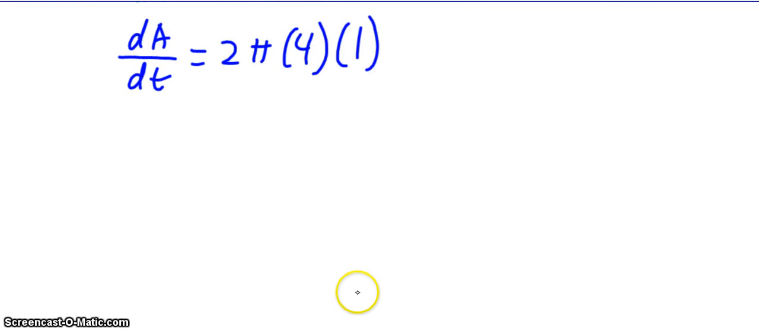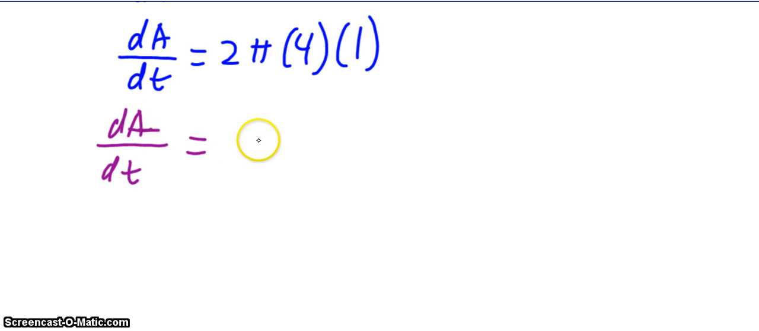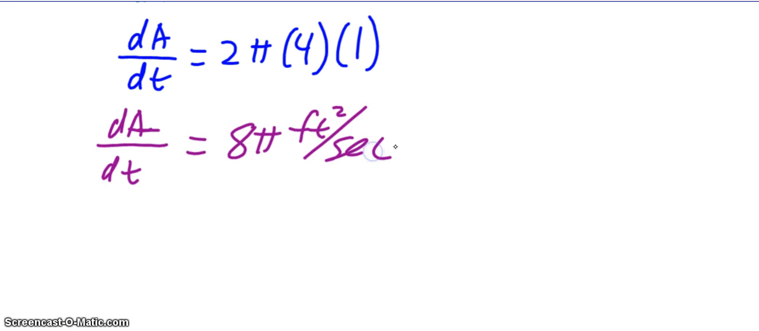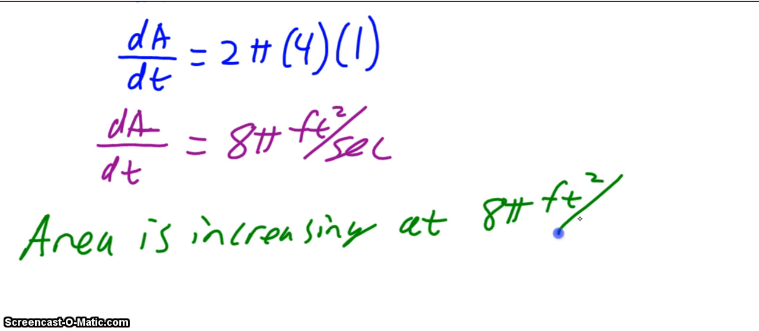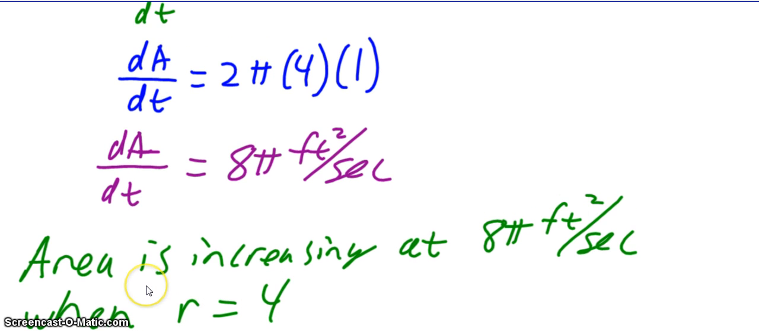So now we can simplify this, and we end up with dA dt equals 8 pi feet squared per second. So then we answer in the context of the problem. Area is increasing at 8 pi feet squared per second when r equals 4. Alright, that one was pretty straightforward.